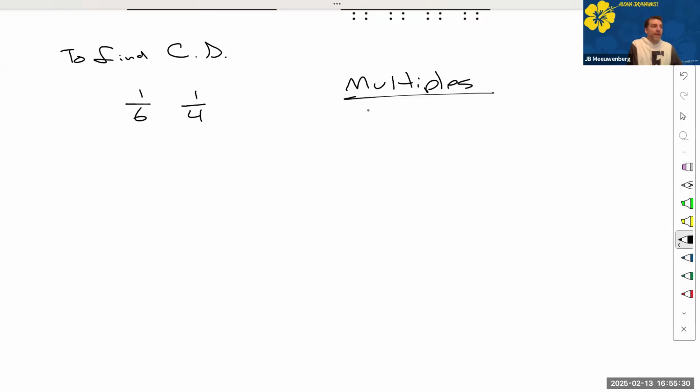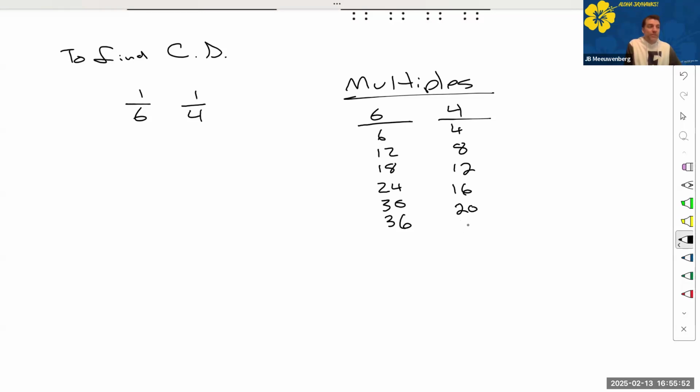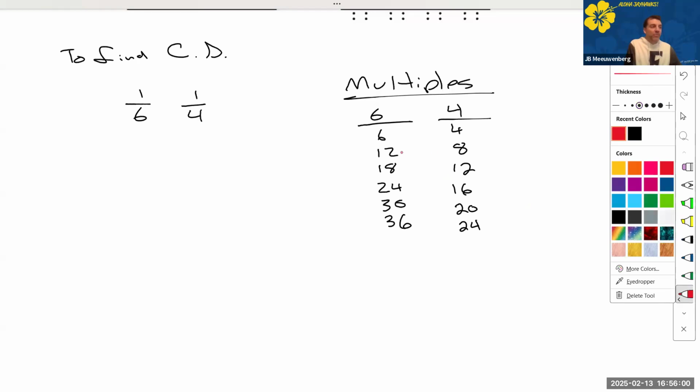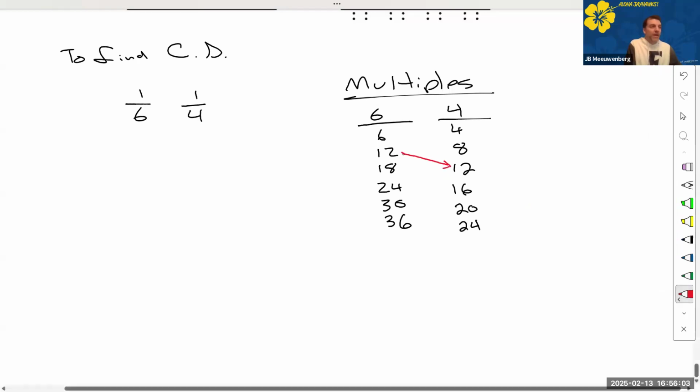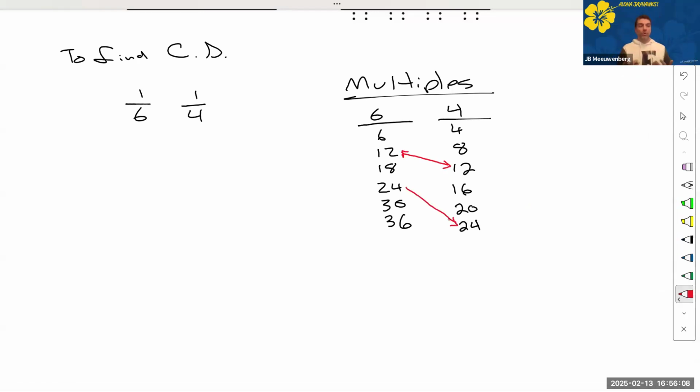Maybe we make a column of 6s and a column of 4s, and we just start counting by 6s. So we have 6, 12, 18, 24, 30, 36. And then we do the same thing for 4, and we have 4, 8, 12, 16, 20, and 24. And then we observe and notice that we have a couple of different common multiples. We have 12s, and we also have 24s. If we continued the list, we would have more and more.